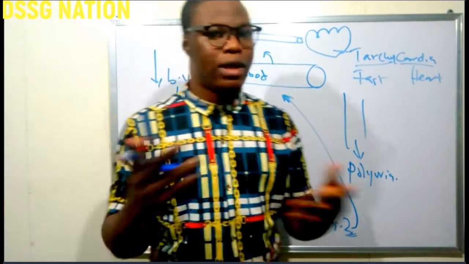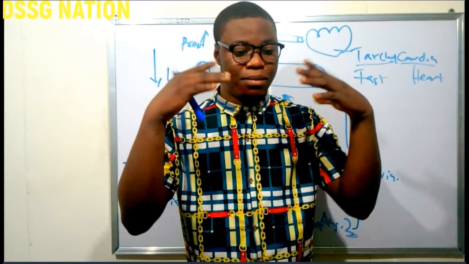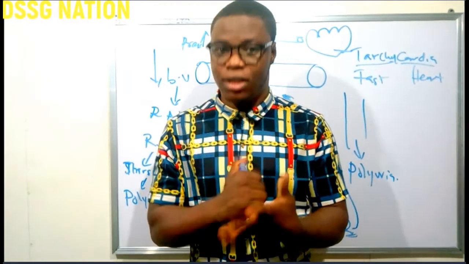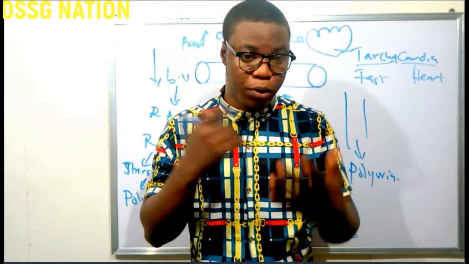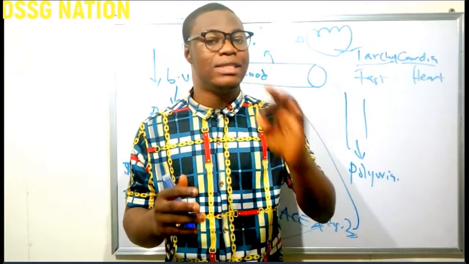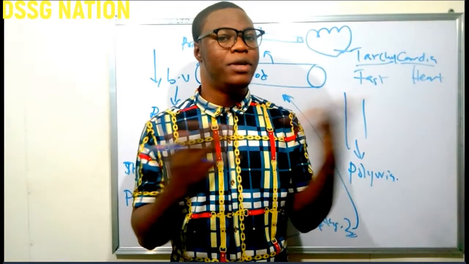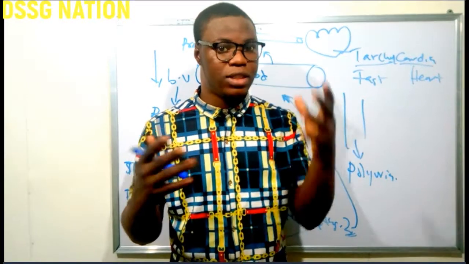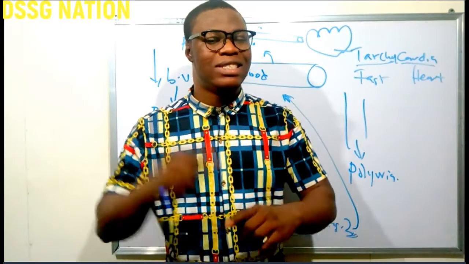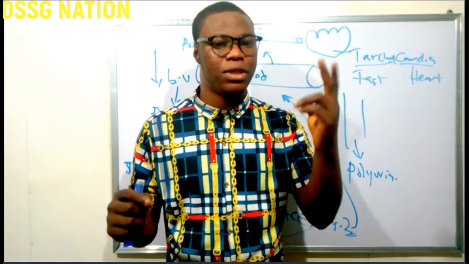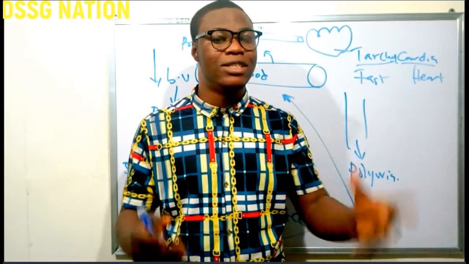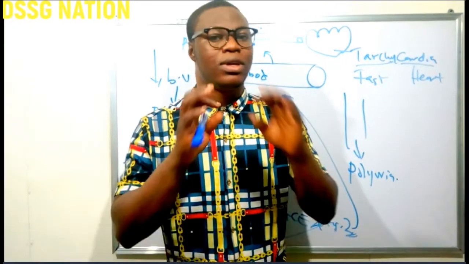So let's quickly give a recap. So we said in diabetes insipidus, the ADH, antidiuretic hormone, is not produced if it is neurogenic. So like the brain is faulty, so ADH is not going to be produced. Or it is nephrogenic, that is the receptors of the nephron are not sensitive to that hormone. So that will lead to what?